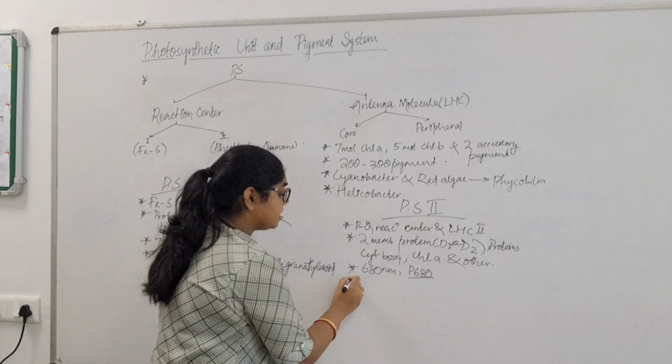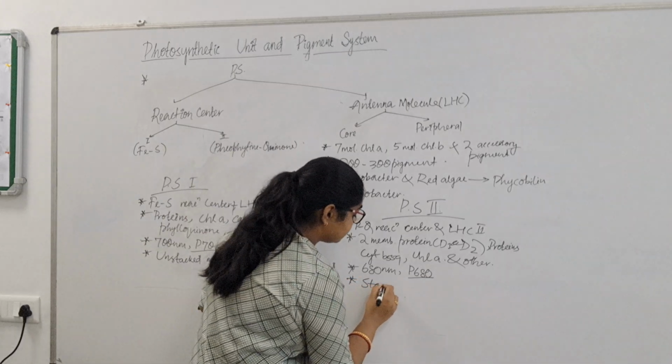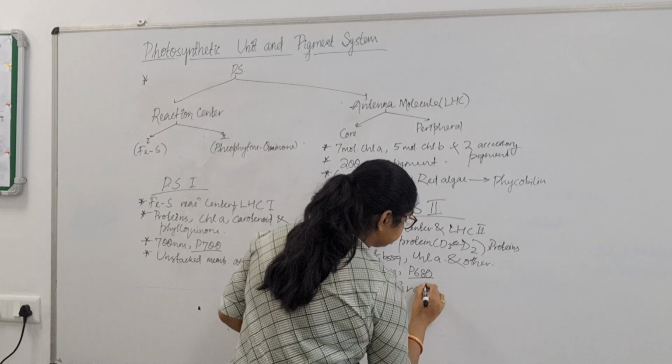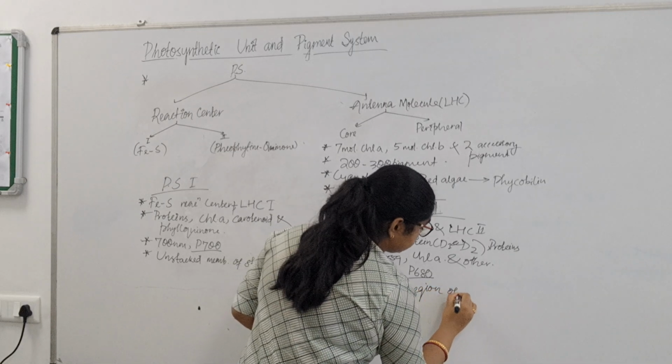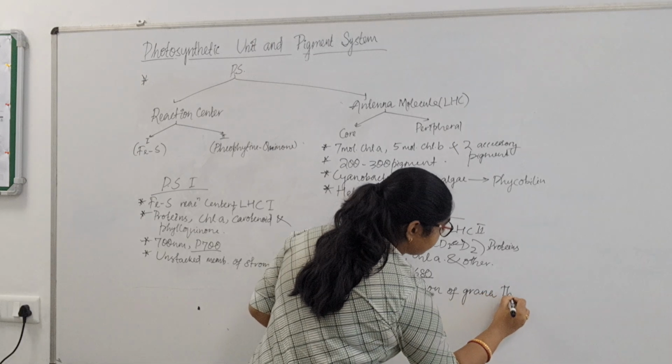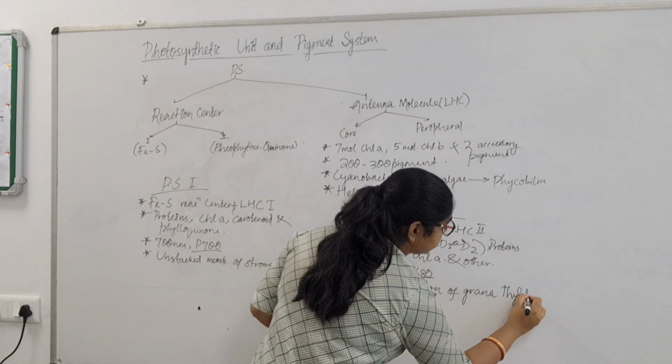It is found in the stacked region of grana thylakoid. So PS2 is found in the stacked region of grana thylakoid.